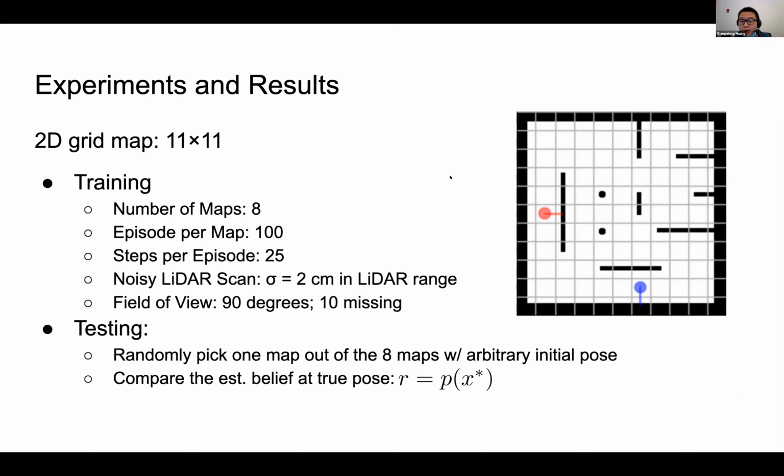In the training session, we ran 100 episodes on each of the randomly generated maps. The agent will move 25 steps in each episode. The agent is equipped with a noisy LiDAR. The trained agent will be tested in one of the maps, but with arbitrary initial poses.